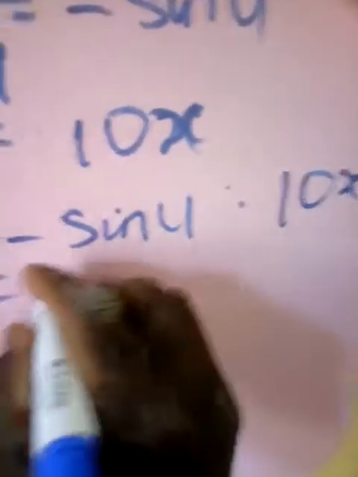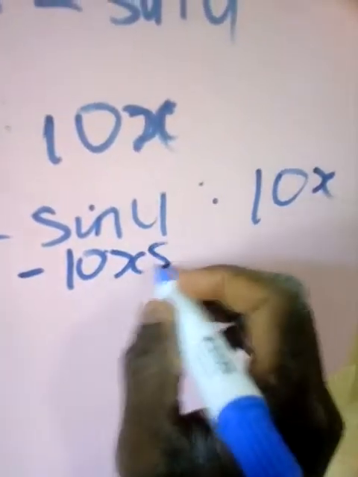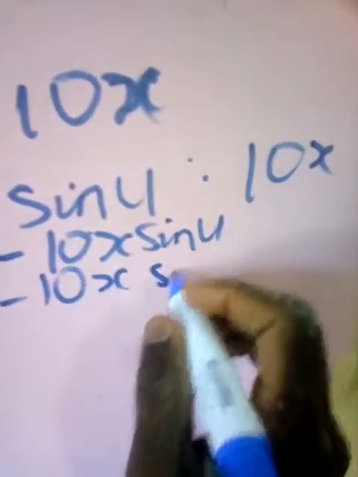Now putting this into the equation, I have dy/dx equal to, what's my dy/du? Minus sine u, multiplied by my du/dx, which is 10x. So this times this gives me minus 10x sine u, which is equal to minus 10x sine, what's my u? 5x squared.